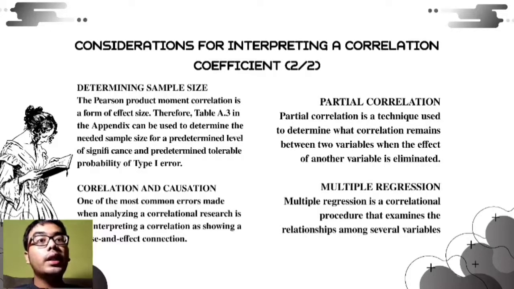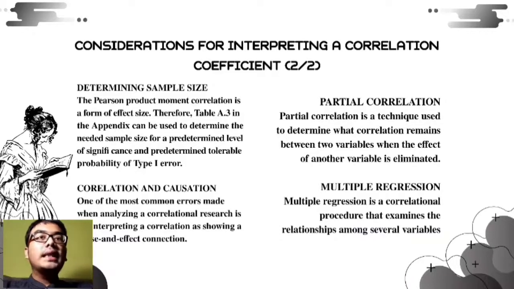Then move to partial correlation. Partial correlation is a technique used to determine what correlation remains between two variables when the effect of another variable is eliminated. We know that the correlation between two variables may occur because both of them are correlated with a third variable. The partial correlation controls for this third variable.